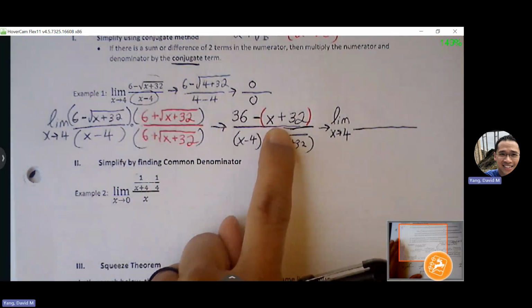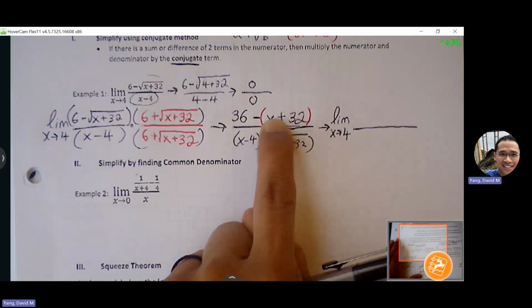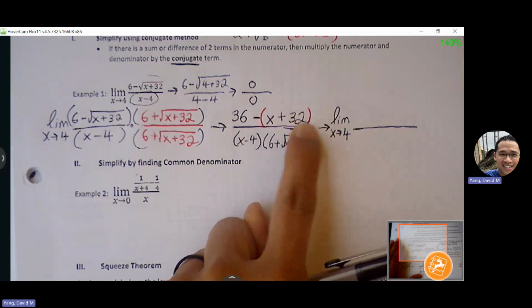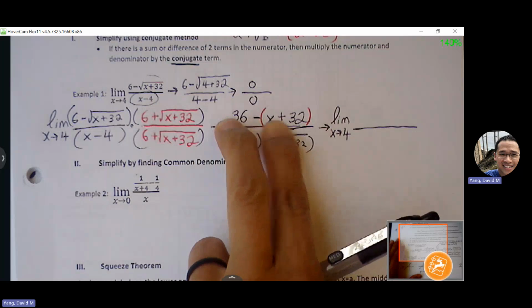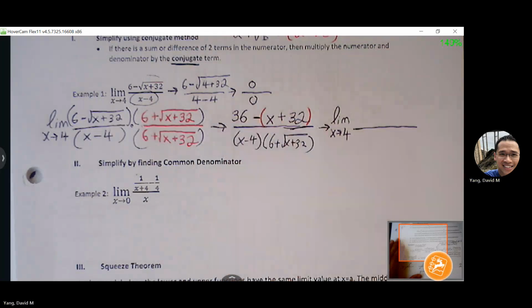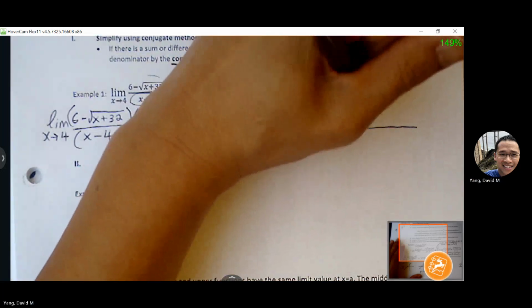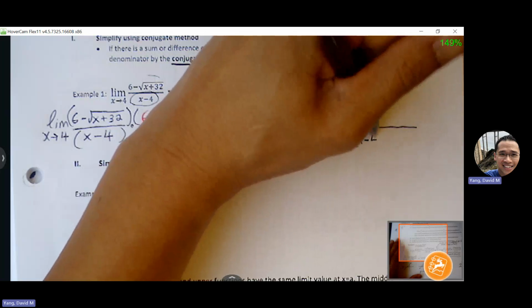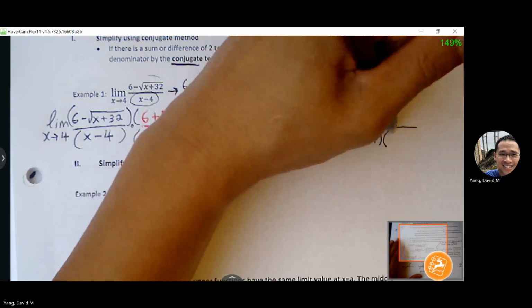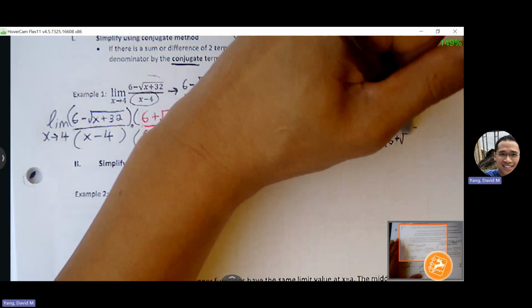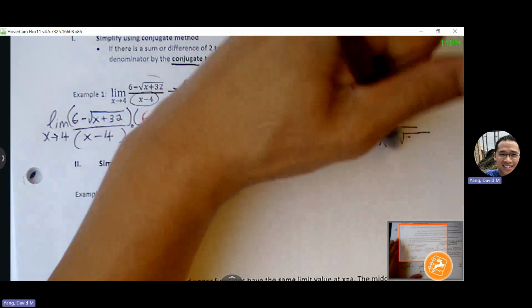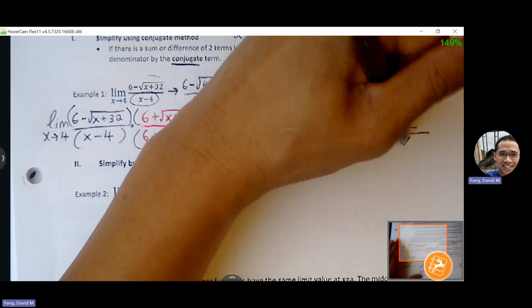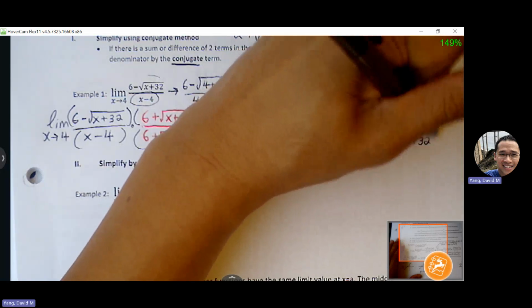All right, numerator, I can clean this up, right? 36 minus x minus 32. I'm distributing the negative through to the x. What's 36 minus x minus 32? Okay, good. Again, leave the denominator in factored form because the x minus 4 is already showing what we want to cancel out. We don't want to lose that x minus 4 in the expansion of the parentheses in the denominator.